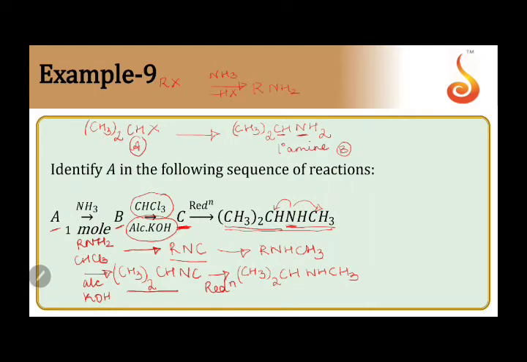Options are not given here, but options may look like this. It could look something like this: CH3, CH, CH3. Maybe here we have either Cl or Br attached to it. This is isopropyl chloride. Or we can also call it as 2-chloropropane. 2-chloropropane is the starting compound.